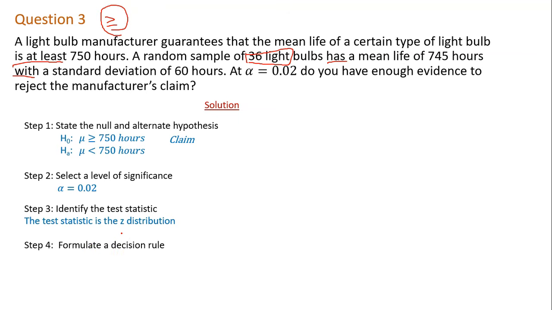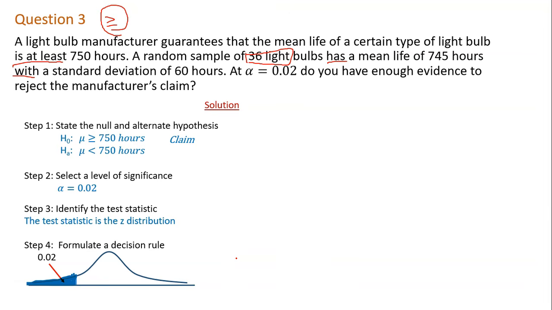Then you write step 4, formulate a decision rule. So to formulate a decision rule, we sketch a curve. Now, check. This is a left tail test. Okay, it is a less than sign, so it is a left tail test. So we shade the left tail. Okay, so after shading the left tail, since it is a one tail test, we give all the alpha 0.02 to the left. So we are going to have 0.02 here. Okay, then we'll proceed to the z table.